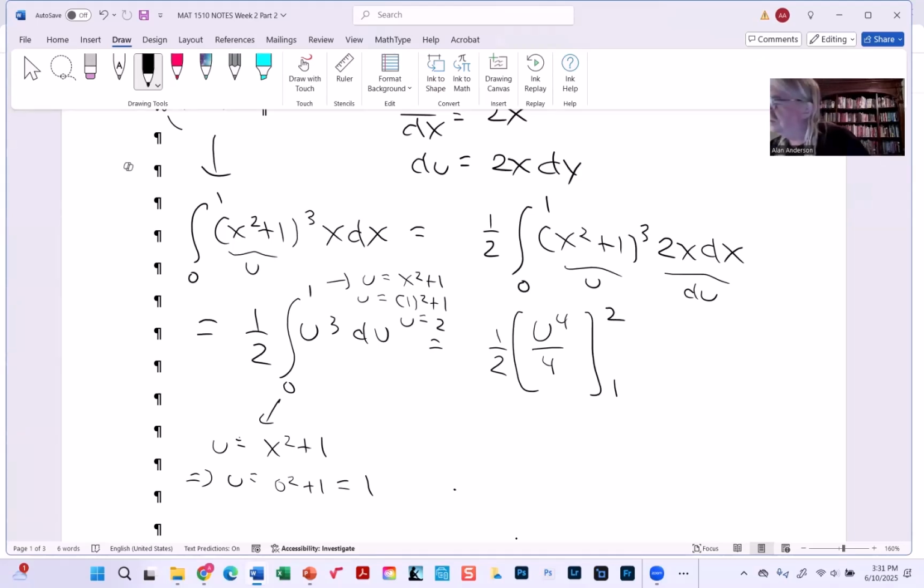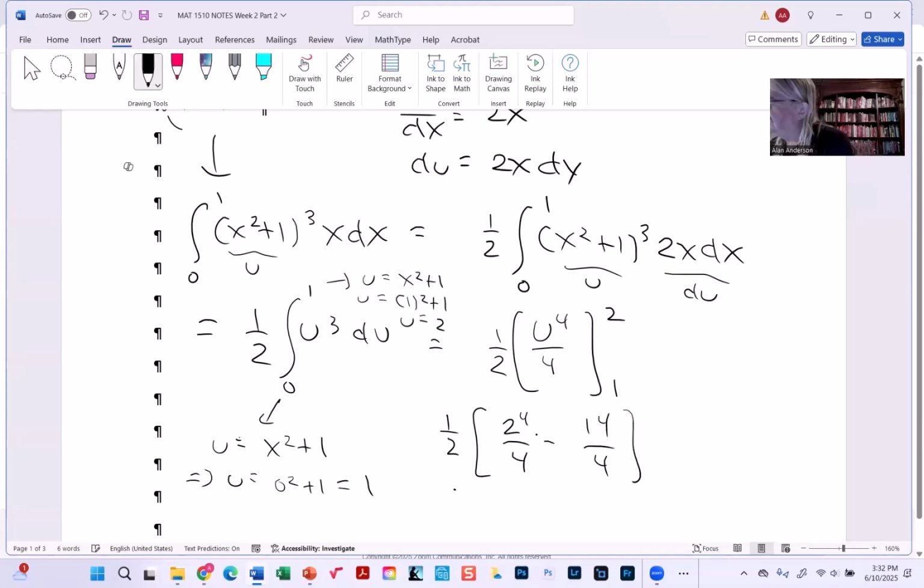All right, so then that means we have, and by the way, remember we saw earlier that what we're doing here is a result of the second fundamental theorem of calculus. So this first term should be 2 to the 4 over 4 minus 1 to the 4th over 4. Notice there's no constant. We don't need it because this is a definite integral.